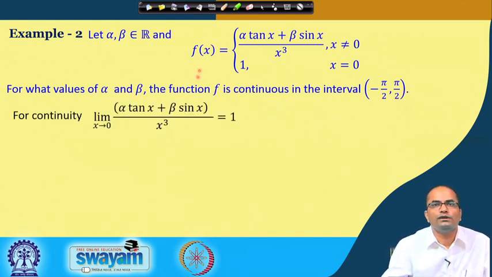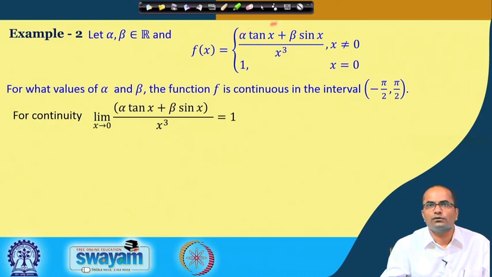Now for the continuity, what do we need? For the continuity of this function, the limit of alpha tan x plus beta sin x over x cube should be 1, because at x equal to 0 the function is defined as 1. Everywhere else the function is continuous; the problem is at x equal to 0.